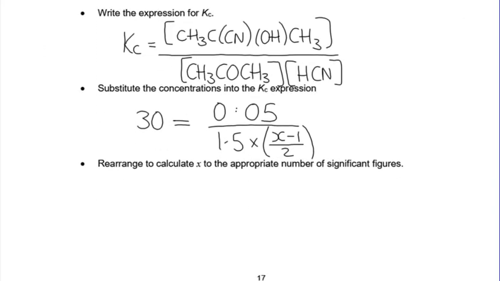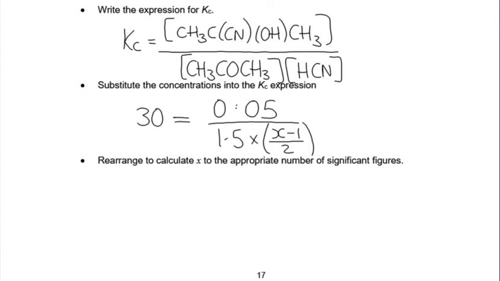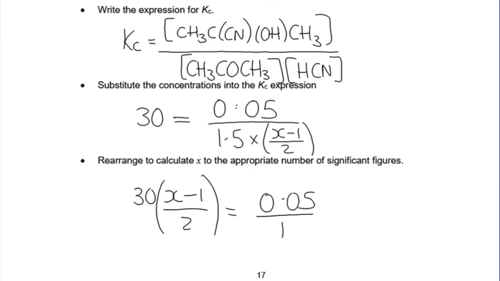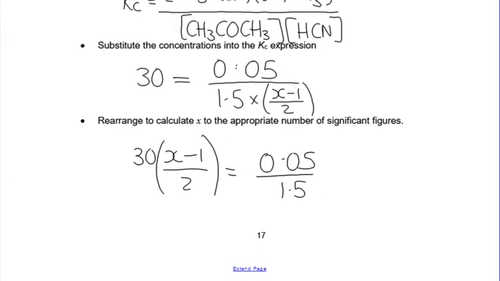Rearrange to find x. Because x is on the bottom line and that's not helpful, I'm going to times both sides by this big bracket. So I'm going to do 30 times x minus 1 over 2 equals 0.5 over 1.5. I'm not going to expand the brackets, because expanding the brackets is tricky, so I'm going to divide both sides by 30. If you find the algebra tricky, you could work out what 0.5 over 1.5 is if you want. But I'm going to just do this: x minus 1 over 2 equals 0.5 divided by 1.5 times 30.